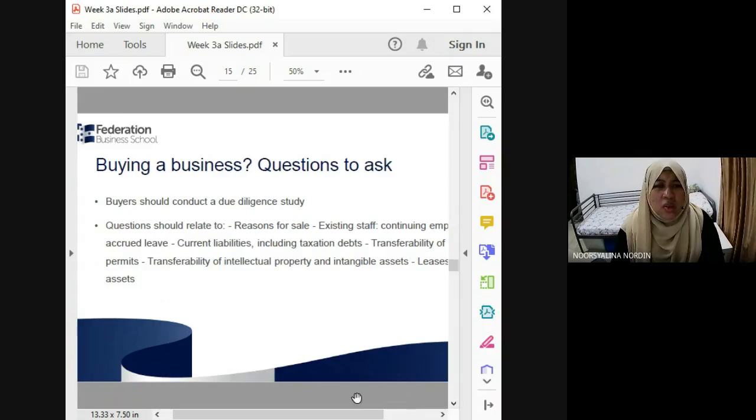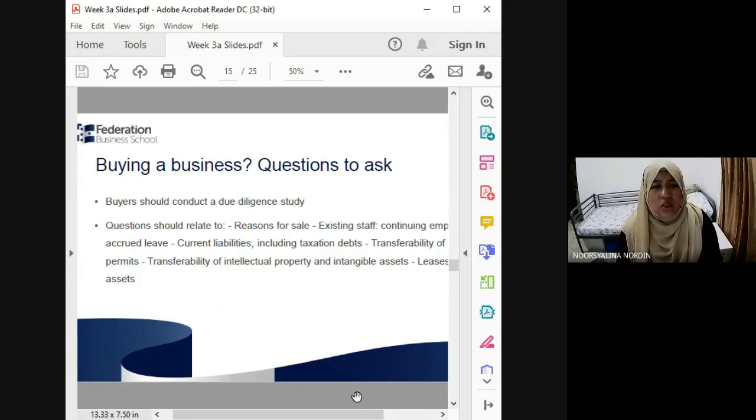Okay. So whether we want to buy a business, this is another decision. Question to us: what crosses your mind when you ask yourself to buy the business? So number one, the buyer should conduct a due diligence study. A due diligence study meaning you have to do the market research, whether this is the right decision that you have to make in order to buy another company.